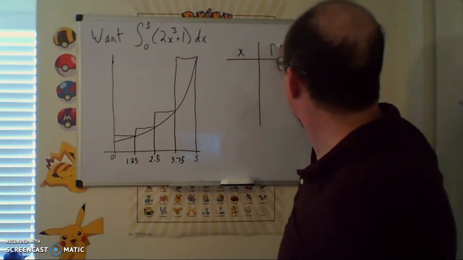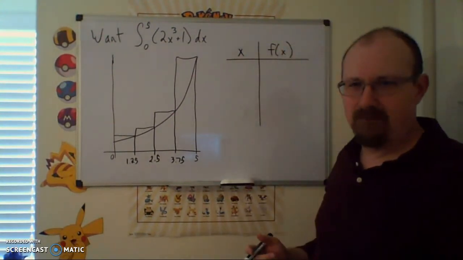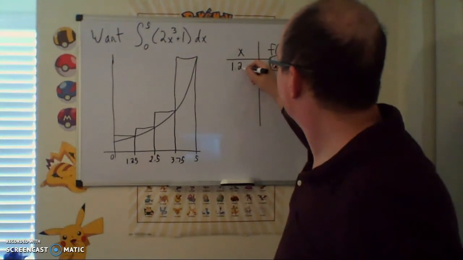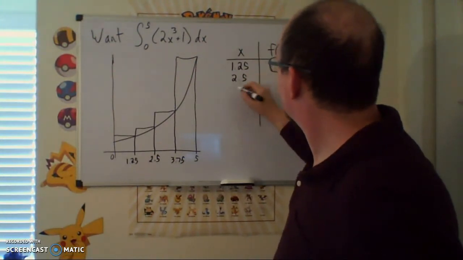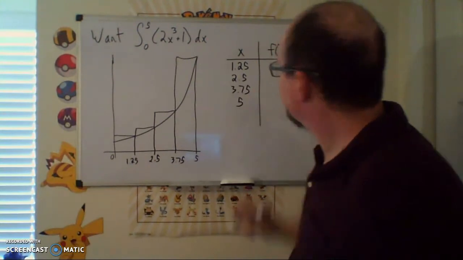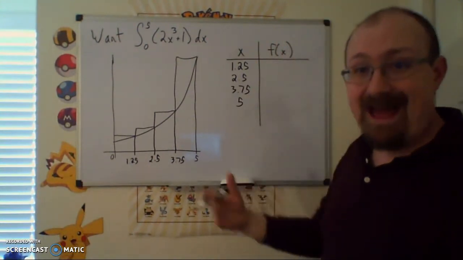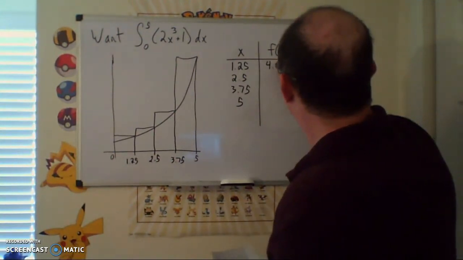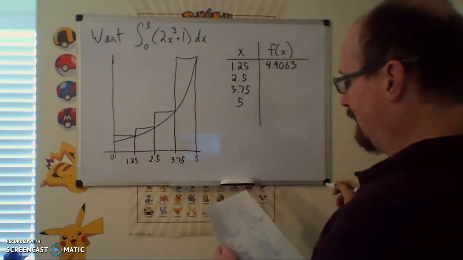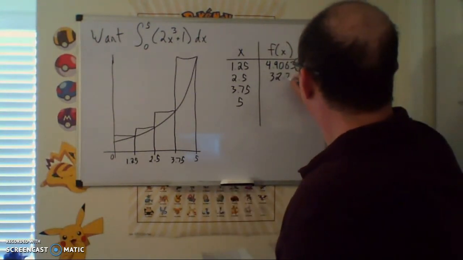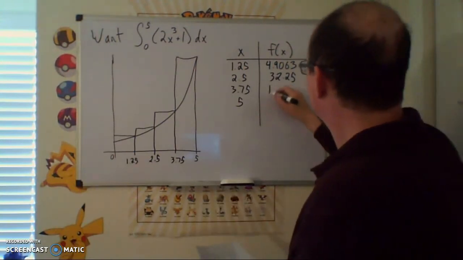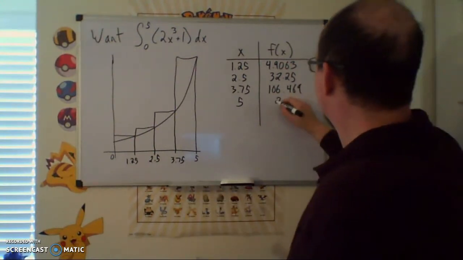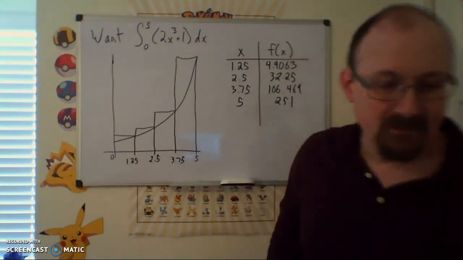All right, so here's what I'm going to do. I'm going to build myself a table. And that totally doesn't look familiar at all, right? So what I'm going to do is take each of these right endpoints, and I'm going to evaluate my function at each one of those. So I've taken the liberty of doing that, and I have here 4.9063, 32.25, 106.469, and then at the bottom, I've got 251.